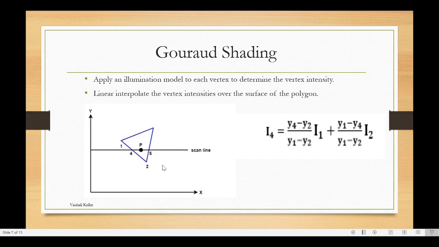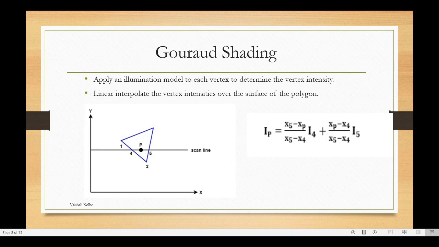So to find the intensity at point P, we can use the intensity values at 4 and 5. Once we have the intensity at 4 and 5, we can calculate the intensity at point P, and here we'll use the X difference. Similarly, we can find the intensity of all the interior part of the polygon. So this is the sequence.